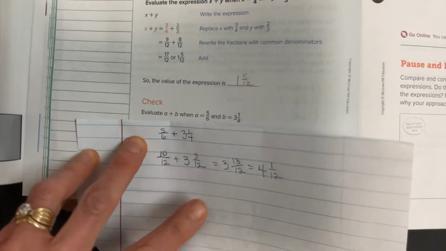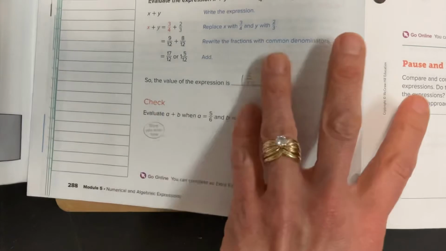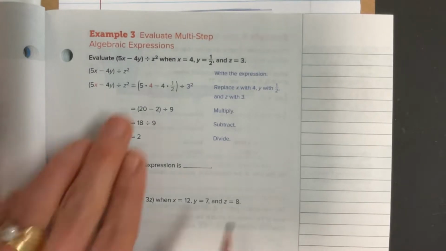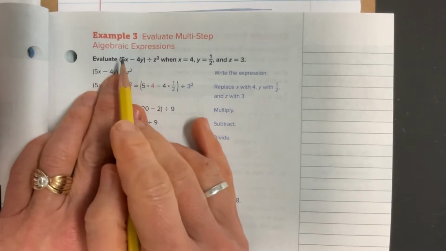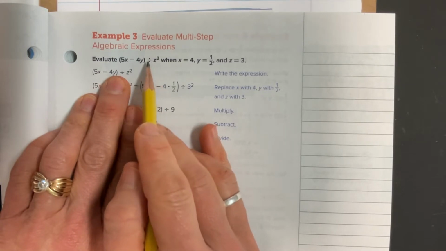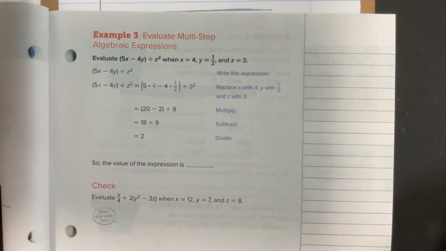Okay. All right. Let's go to the next page where we get a little bit more action. Those are pretty simplistic. Let's look at this next one. Notice this. We've got parentheses, we've got 3 variables, we've got division and an exponent. So this one looks a little more interesting.